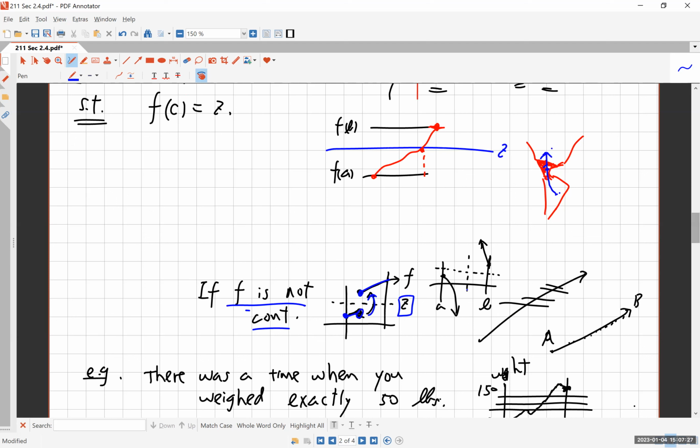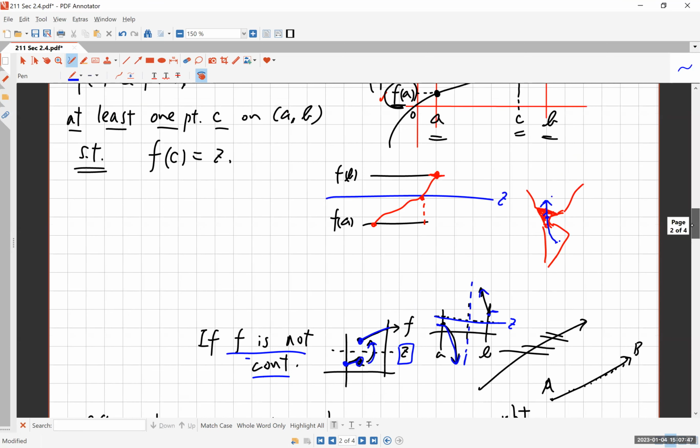If you have an asymptote, like here, here's the asymptote, and this is f of a, this is f of b, and this is the z value, which will not be crossed by this discontinuous function. So again, the fact that f is continuous is important. No problem here, right?